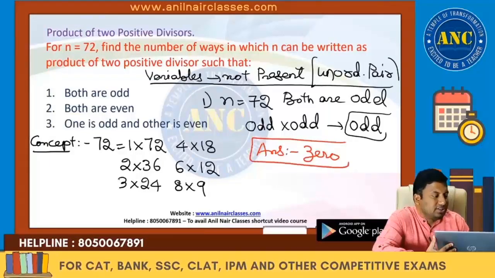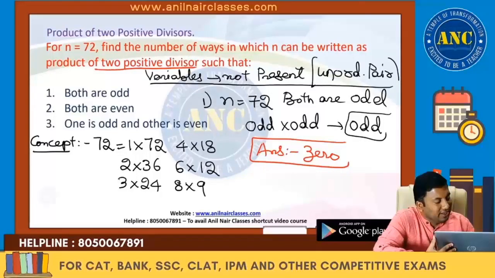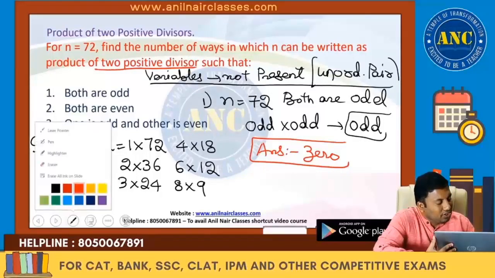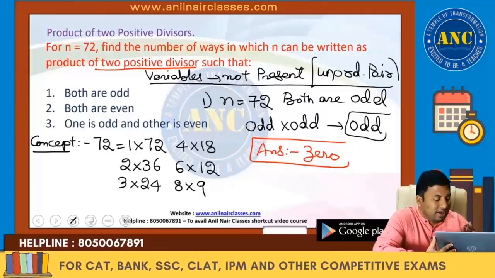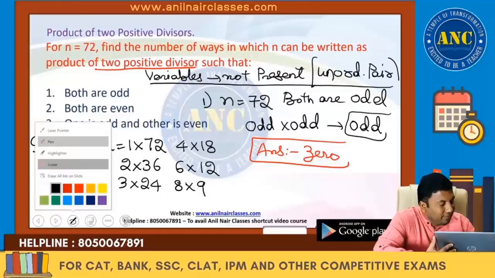First one answer is 0 because he is telling product of 2 positive divisors, right? So if one divisor is odd, another should be odd. Odd into odd is odd, but 72 is an even number. First one answer is 0. Second one.